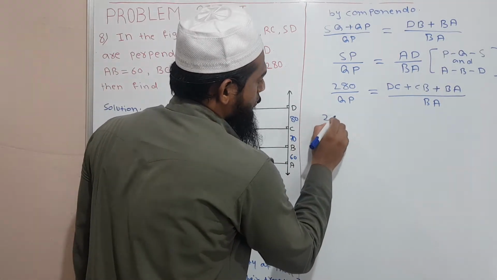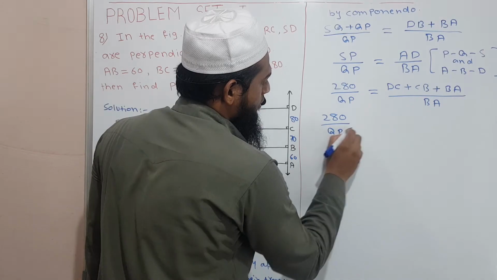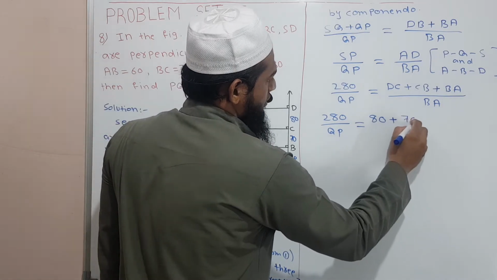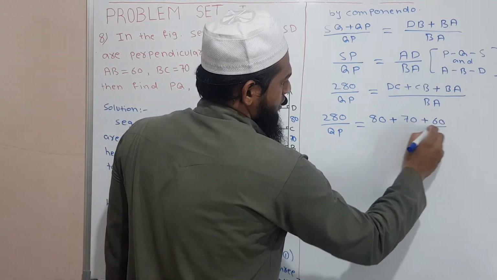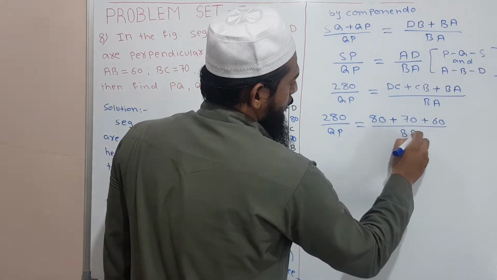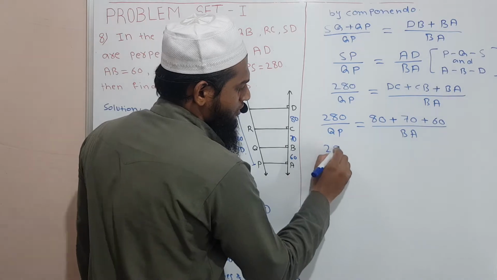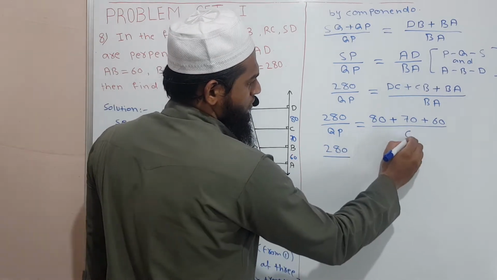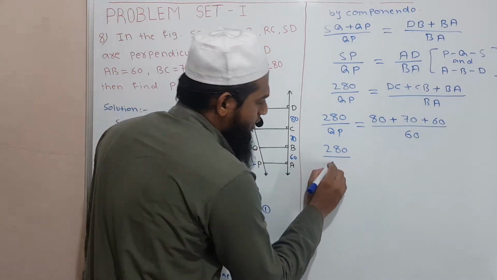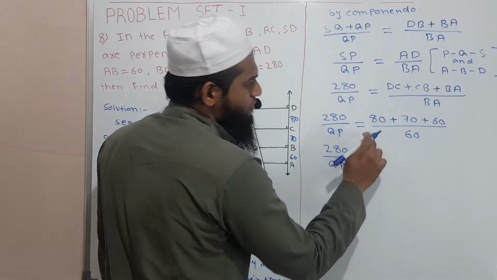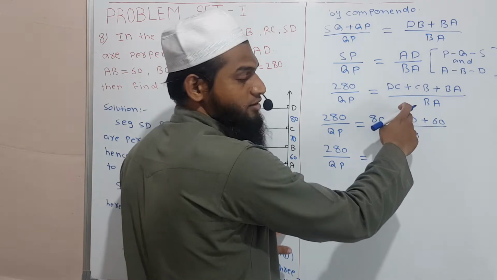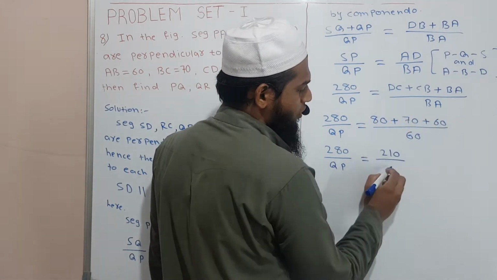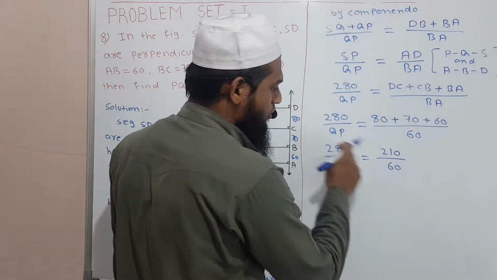Now we can put the individual values of CD, CB and BA. 280 upon QP is equal to 80 plus 70 plus 60 upon BA. The value of BA we can put as 60. So 280 upon QP is equal to 60 plus 70, 130, plus 80, 210, upon 60. Now we can do the cross multiplication.